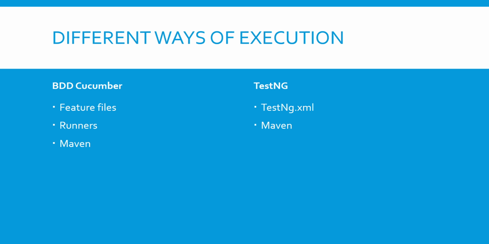Then we need to tell about the important part of the framework, that is execution. So how you generally execute your test cases. If it is a BDD Cucumber based framework, you can run it from feature files, you can run it from runners, and you can run it from Maven. And you should be confident on how this Maven is integrated with these runners, right? Likewise, if it is TestNG, you can run it through testng.xml. Then you can run it through Maven as well, generally through Surefire plugin or Failsafe plugin.